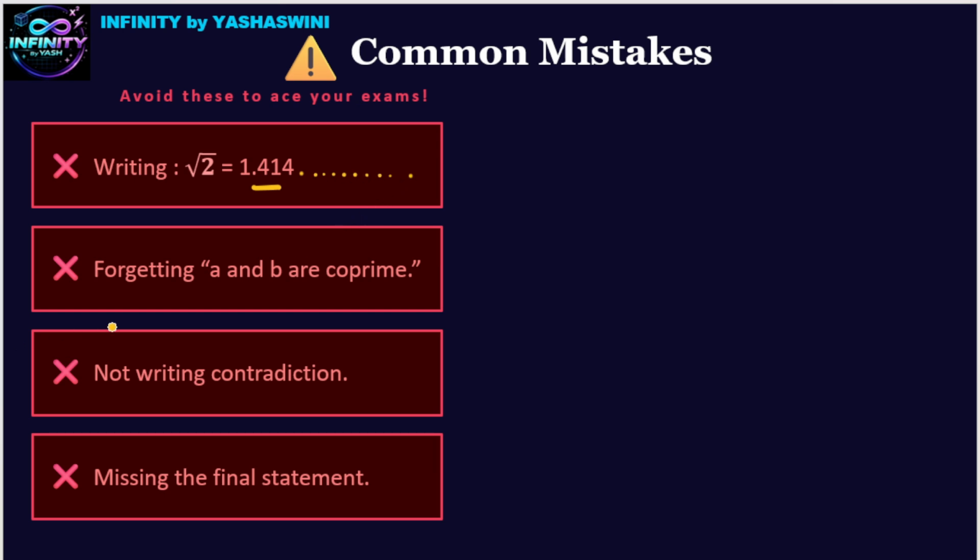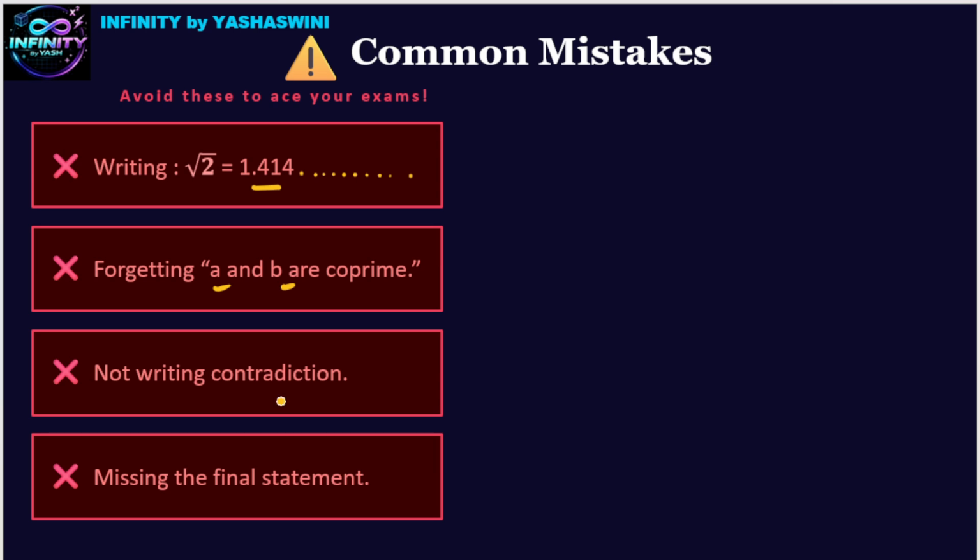And the second mistake is forgetting a and b are co-prime. It's a very important step. You must always remember that a and b are co-prime numbers. These two are not having any same factors. Or you can remember like both are not having any common friends.